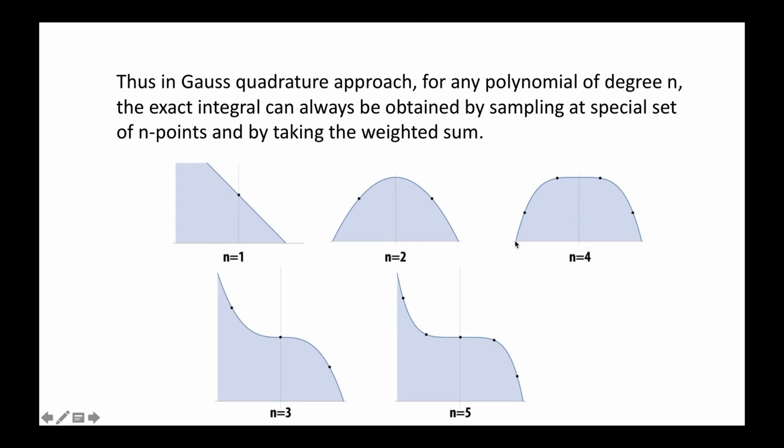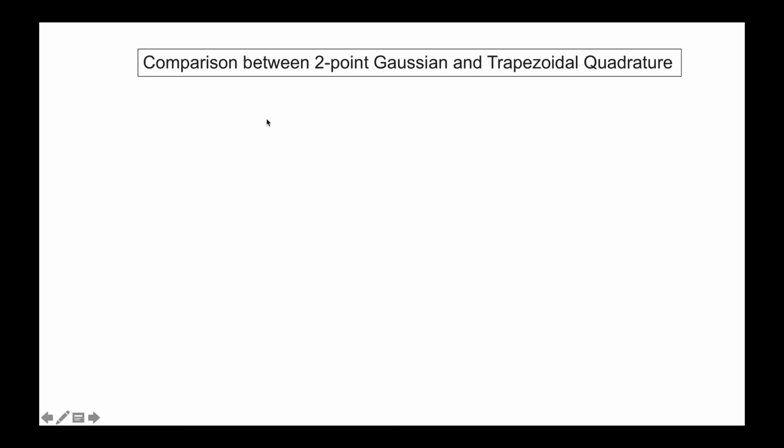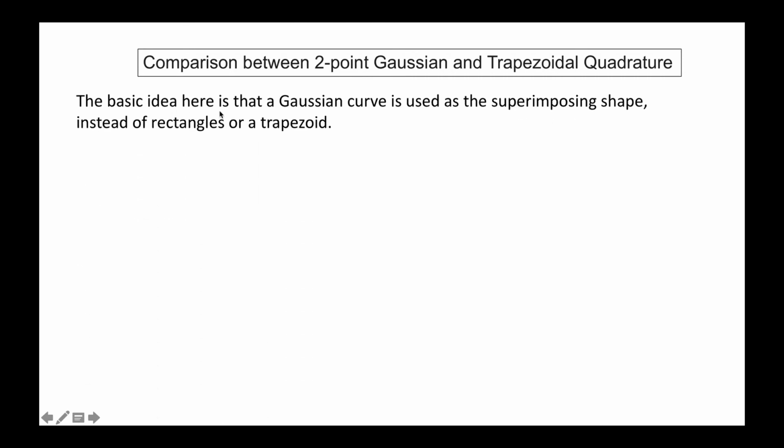It is not like you are taking the two extreme points of the interval, which are further divided into subintervals with a constant or fixed step size. Here you are taking different step sizes. Now let us compare the Gaussian formula for n equal to 2 and the trapezoidal quadrature. The basic idea here is that for n equal to 2, a Gaussian curve is used as the superimposing shape, instead of the rectangles or trapezoids of the trapezoidal quadrature.